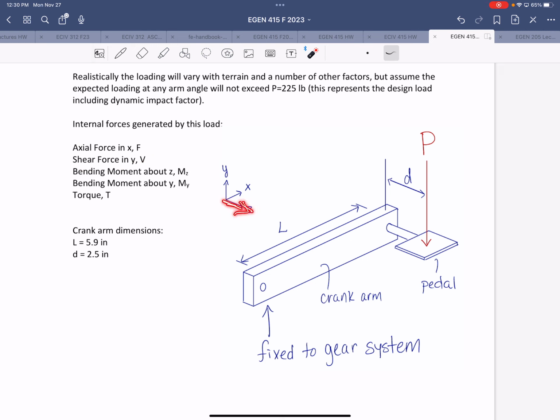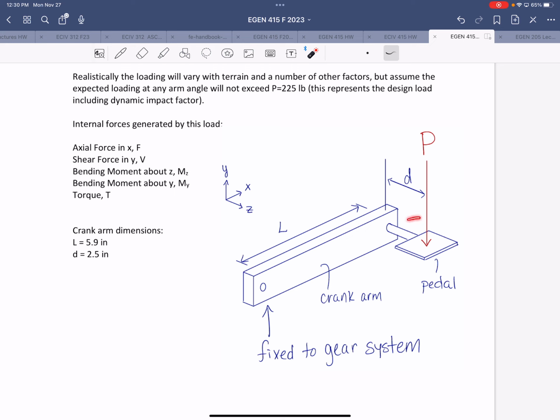This is going to cause, of course, a moment about z. You're assuming that it's fixed to the gear system over here. You're also going to have bending moment about y due to the fact that this applied load is off-center, and a torque T. I have a question about the bending moment about y. It looks like it's a bending moment about x, but maybe I'm not seeing it right. So the moment about x will be the torque. Yep, so you're correct. You're going to have moment about all 3 axes, the torque, and moment about z.